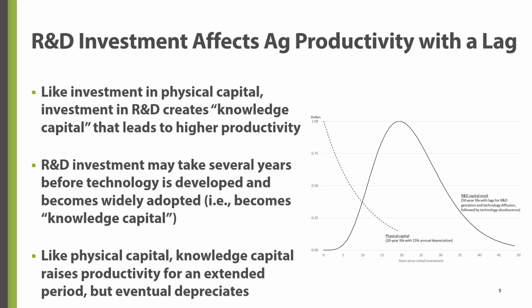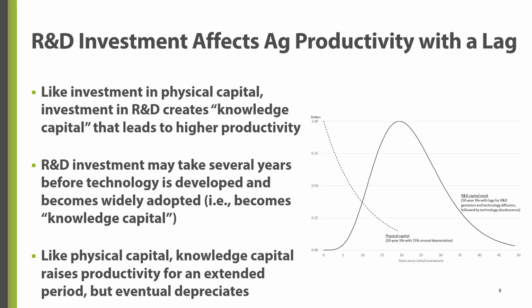In this figure, we show two common capital structures. The dashed line shows the typical capital structure for an investment in physical capital, like a new tractor. In year 1, when the tractor is new, its productivity is highest. For example, $1 of physical capital investment adds $1 to physical capital stock.